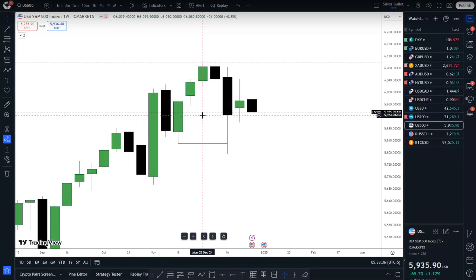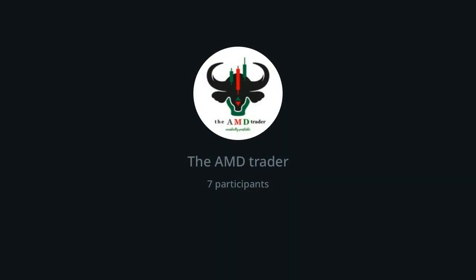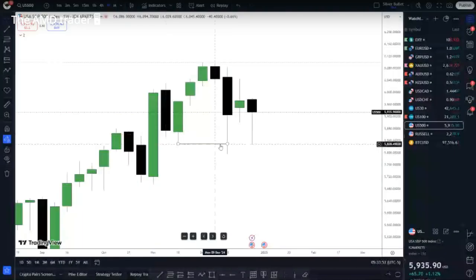The question now is, is this a market structure shift or simply a grab of liquidity? To be able to answer this question, it has to do with the narrative, your narrative. What's your bias looking at this whole thing here? I am bullish. So it means this here was simply what? A grab of liquidity into an order block, expecting higher prices.